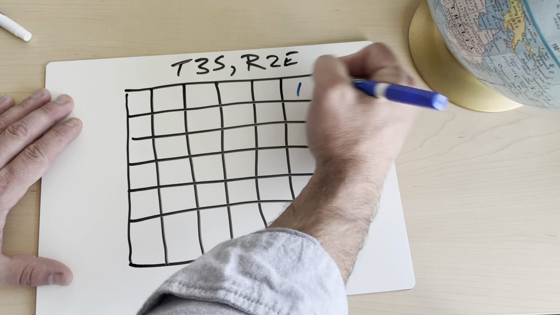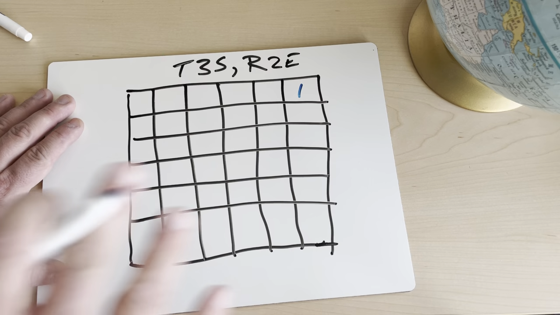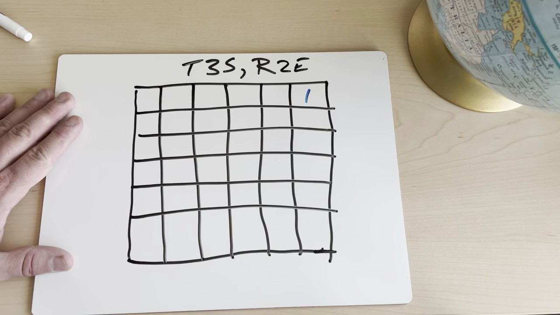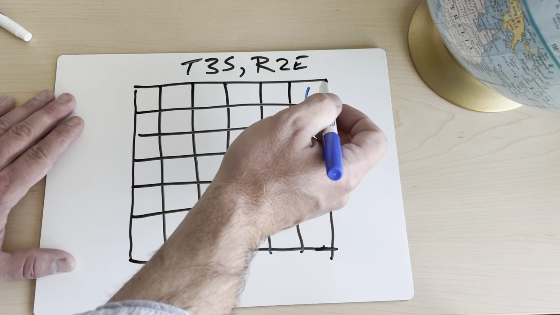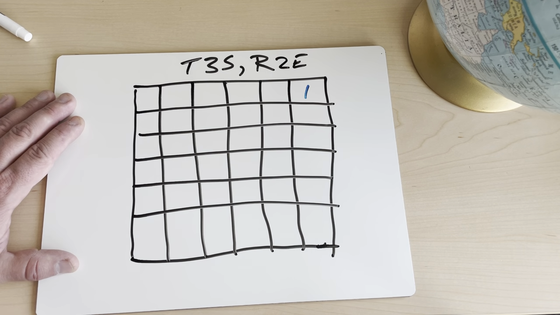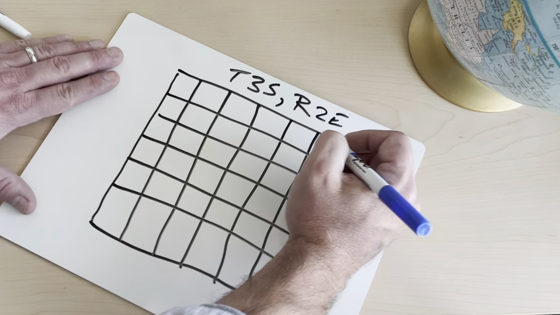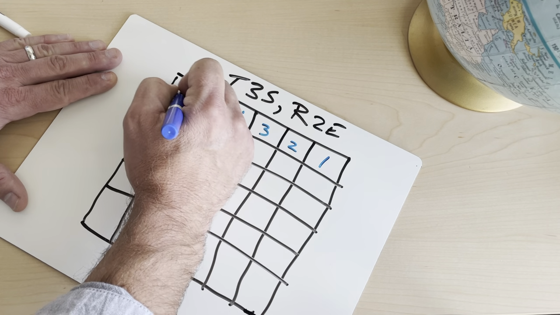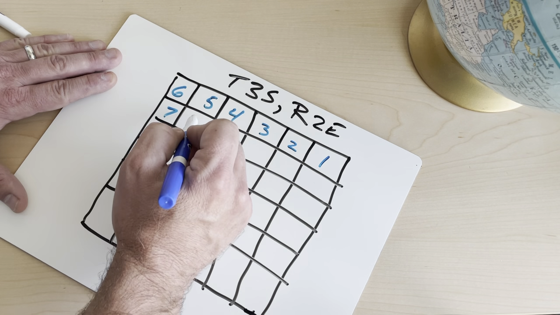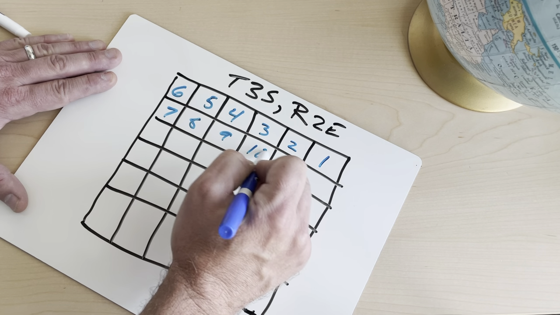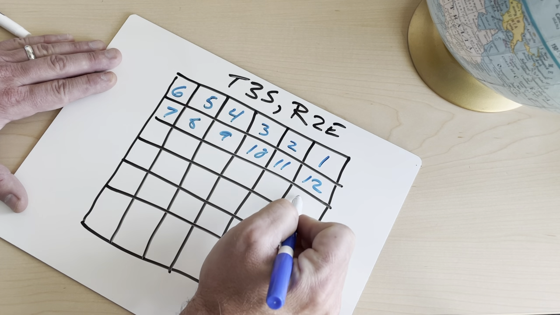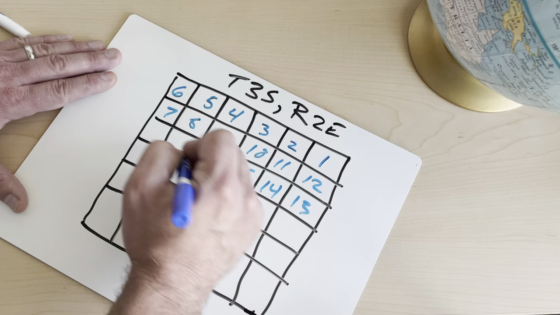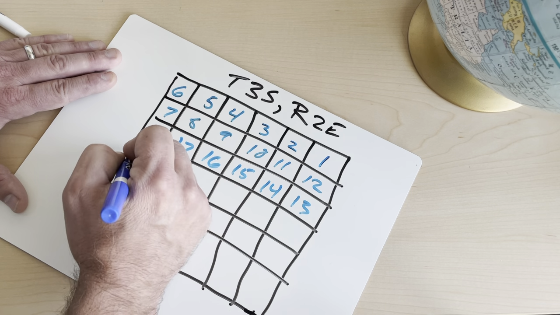We always start with 1 in the upper right or in the northeast, okay? Again, north is at the top of our map here, so in the northeast, 1 starts up there, and we go this way, and then 7 drops down here, and we start going this way. And then 13 drops down, and we go this way, and we keep doing this.